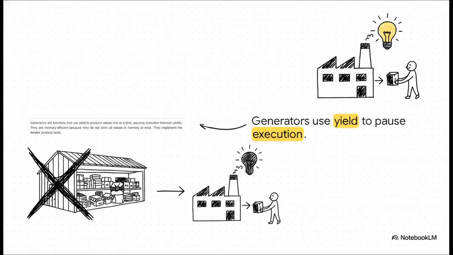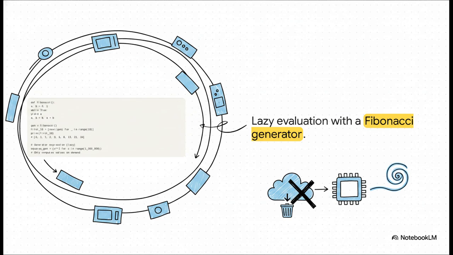At their core, generators are functions that use the yield keyword to produce values one at a time, pausing execution between yields. Think of a generator like a lazy factory. Instead of manufacturing a million products and hoarding them in a giant, expensive warehouse, which, by the way, is exactly what a standard list does in your system's memory, this lazy factory only produces exactly one item the moment a customer asks for it. Now, what's really interesting about this is seeing that lazy evaluation in action with something like a Fibonacci sequence.